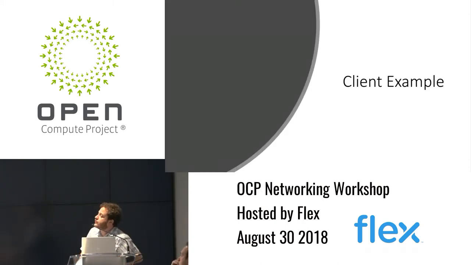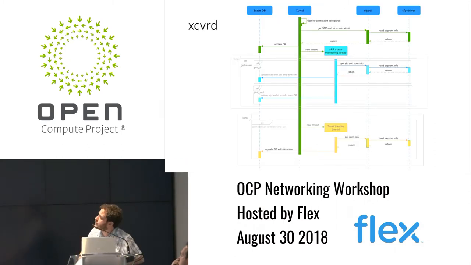And I'd like to show you one example here of one of our clients. This is the transceiver daemon. This is a little flowchart. Hopefully you can read it here with these vertical lines. It might make it a little messy. But as you can see, this is a time flow from top to bottom.